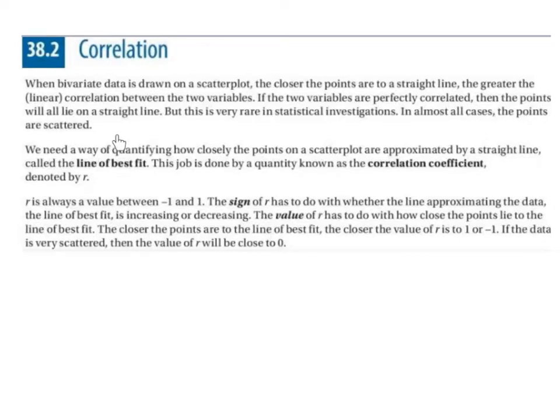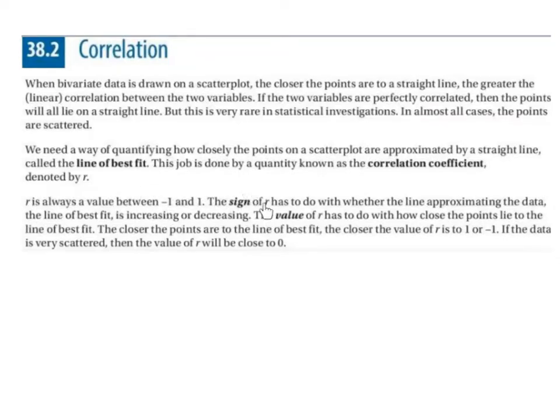We need a way of quantifying how closely the points on a scatter plot are approximated by a straight line. This is called the line of best fit. This job is done by a quantity known as the correlation coefficient, and it's denoted by the letter r. r is always a value between -1 and 1.